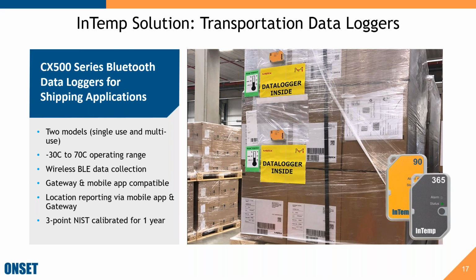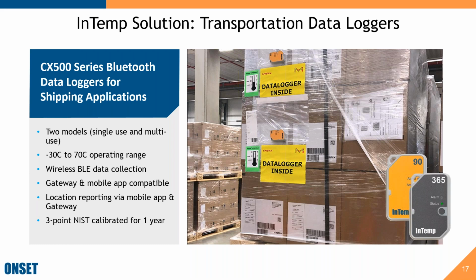All of these are Bluetooth enabled so that they can be used with the gateway and our mobile apps. And even with the Bluetooth loggers, you can get some level of location reporting. So the app is able to know your location unless you disable that and you want your privacy. So it can be disabled. Same with the gateway. You can set up a gateway to know its own location. So even with that, you can get some location data.